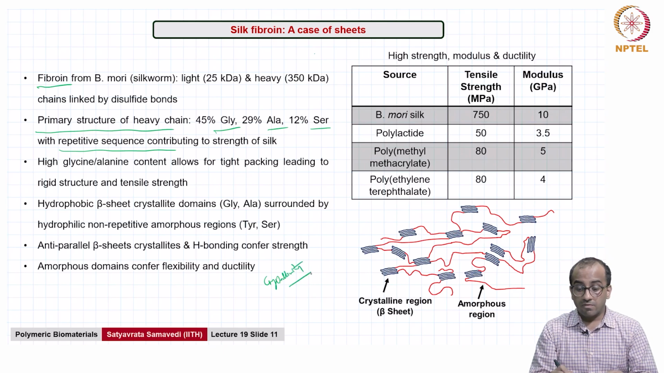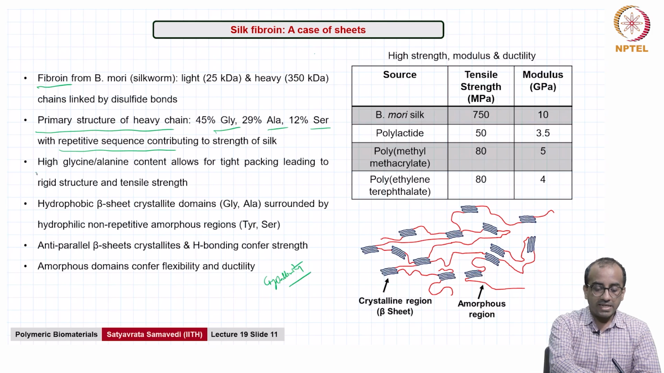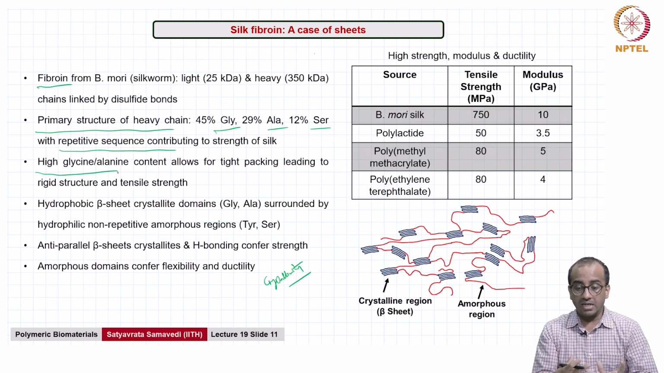In lecture 12, we saw that this was a key feature of something to note for crystalline materials. So, the fact that there is a repeating sequence or there is some order in the structure indicates that we might be able to see the possibility of some crystal-like arrangements in silk. So, the high glycine and alanine content allows for very high tight packing, leading to a very rigid structure and very high tensile strength, and shown here is just a comparison.